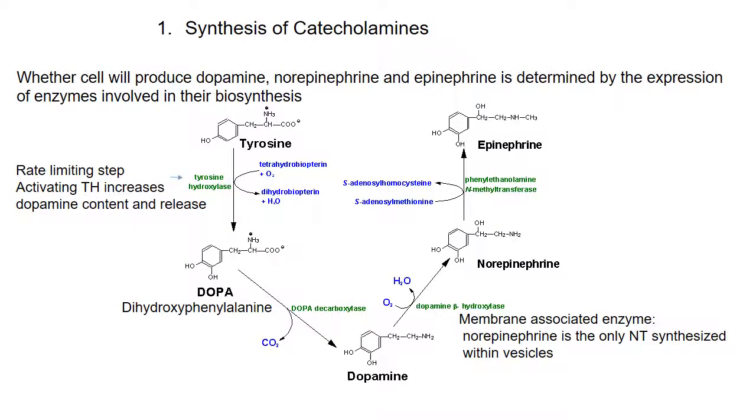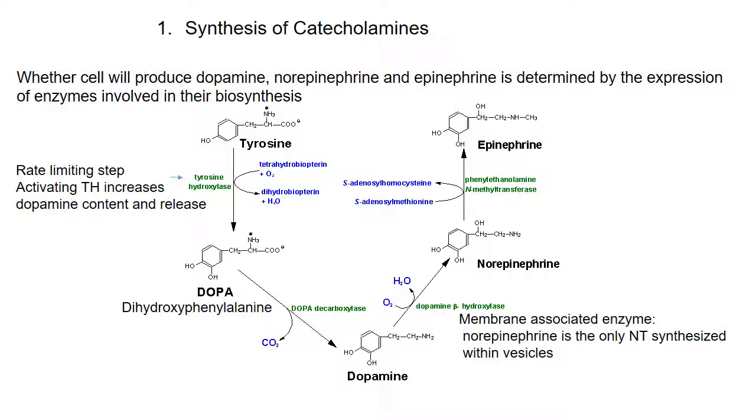So we are going to start with the synthesis of catecholamines, which are dopamine, norepinephrine, and epinephrine. They're all made from tyrosine, and there are 4 major enzymes involved in the synthesis, depending on which of these neurotransmitters the neuron is going to be using. In the first step, to tyrosine we add a hydroxyl group using the tyrosine hydroxylase enzyme, which also uses biopterin. This enzyme is the rate-limiting step in the synthesis of all catecholamines.